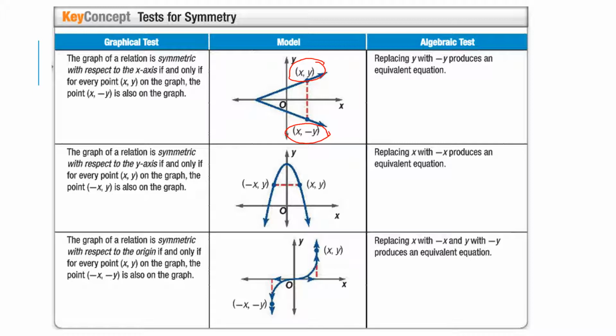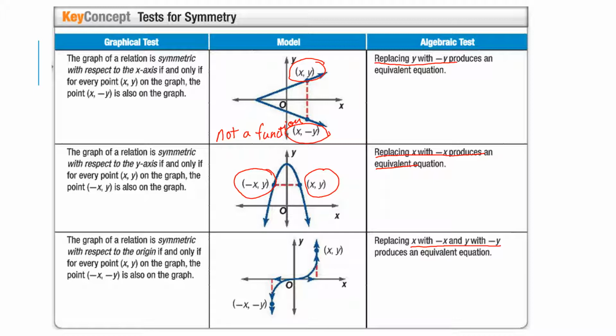If you plug in x, you can get a positive and a negative y. Here, when it's symmetric about the y-axis, this is actually a function. So this is not a function, because I'm getting two different y's for the same x. But in trying this, if you replace y with negative y, you'll get the same equation. Replacing x with negative x, you get the same equation. And here you replace both x and y.